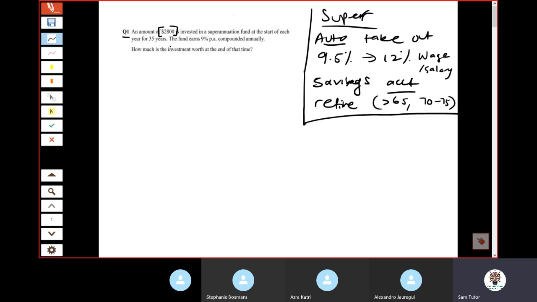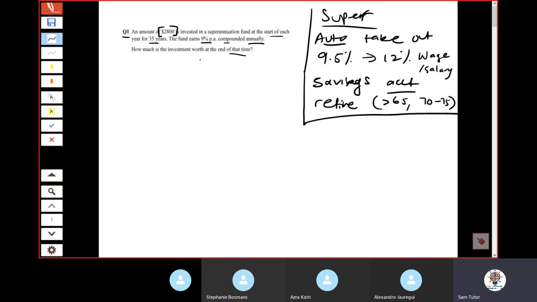Let's have a look at this. Question 1. An amount of $2,800 is invested in a superannuation fund at the start of each year for 35 years. The fund earns 9% per annum compounded annually. How much is the investment worth at the end of that time?